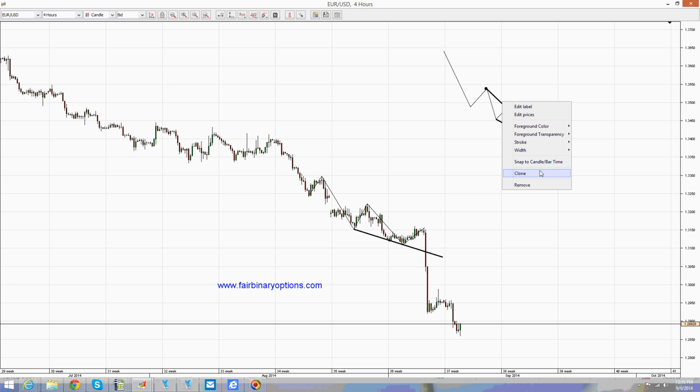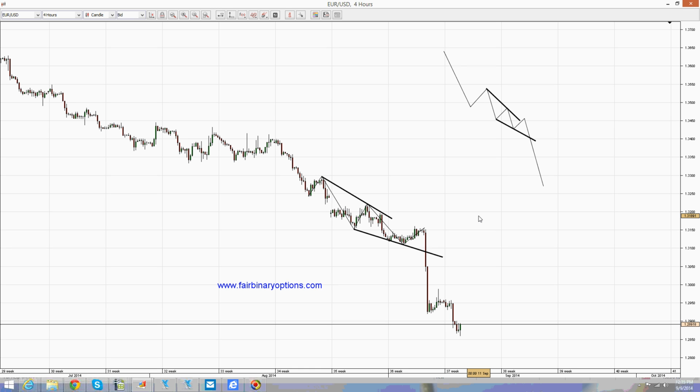It is mandatory for it to contract, so it is a running variation of a contracting triangle. So it is mandatory for it to contract, and normally the path of least resistance should be now to the upside. Now this is the first reversal pattern that we discussed at the beginning of this recording.